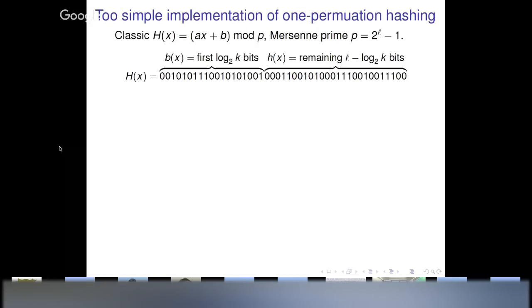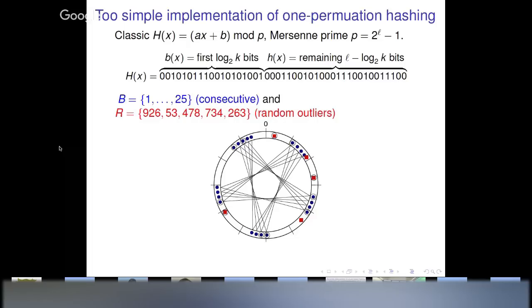And I'm going to see what happens if we throw in the classic textbook hash function, a times x plus b mod p. It's a little simpler to work with. And if it's fast, it's a Mersenne prime, but that doesn't really matter. But we have L bits, and we're going to use the first of them for the bucket and the last for the ordering. And then we're going to look at the example I mentioned before. The blue balls are just 1 through 25, and the red balls are random. We're going to look at where they hash.